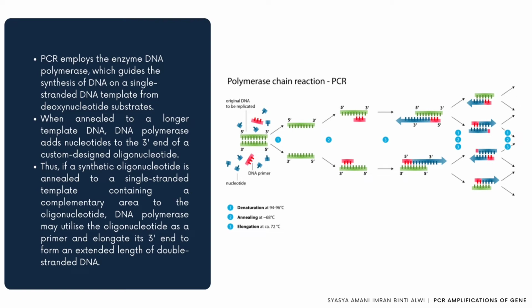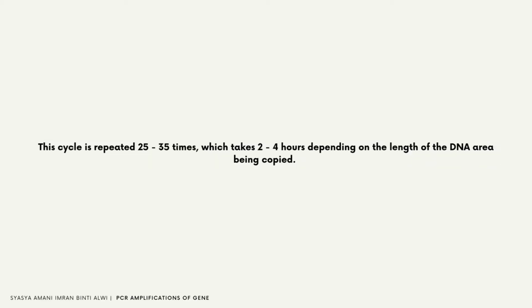So you can see in the diagram for the polymerization reaction, we have the original DNA to be replicated and expanded according to the steps. So these cycles are repeated 25 to 35 times, which takes 2 to 4 hours, depending on the length of the DNA area to be copied.